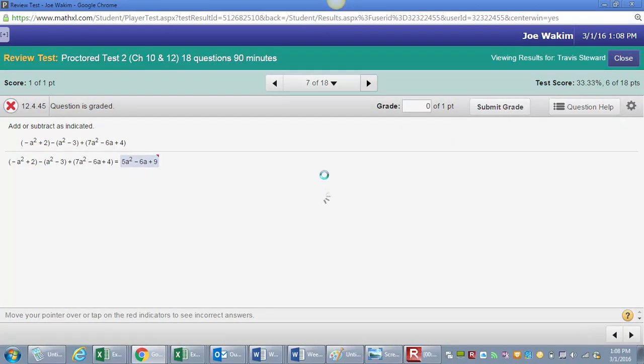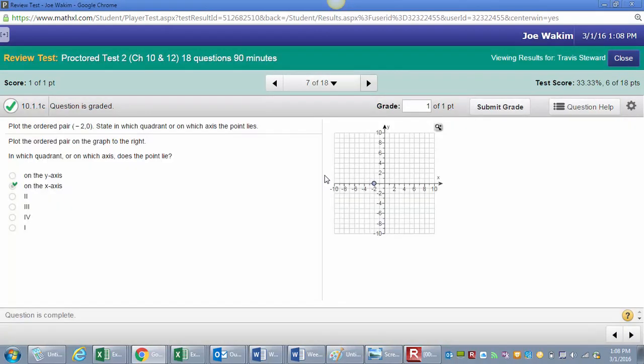Next question would be number 7. Plot the ordered pair negative 2, 0. So this one you did right. Let's go to number 8.